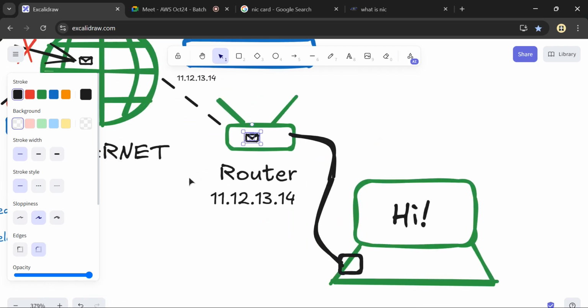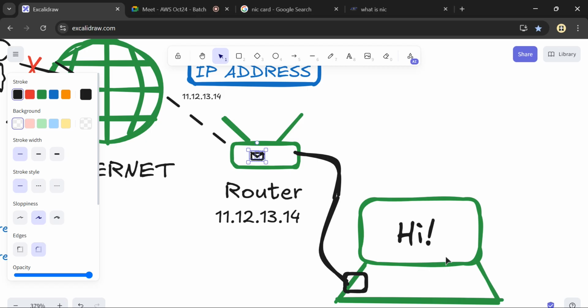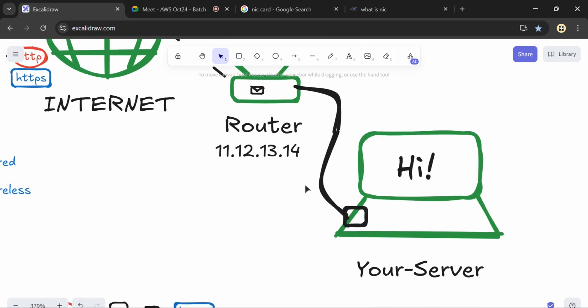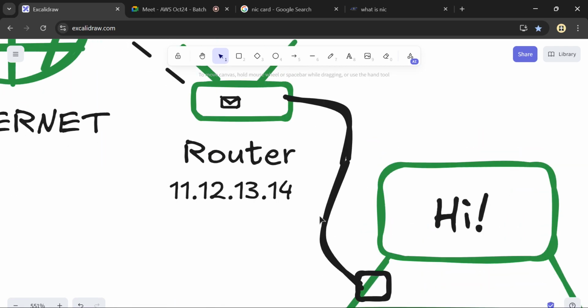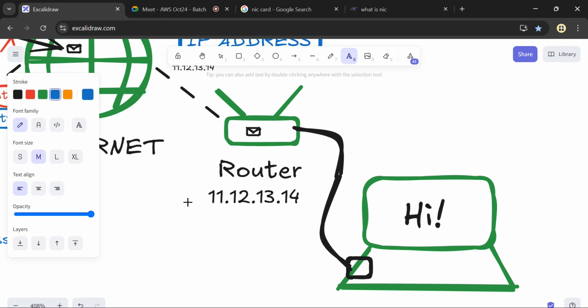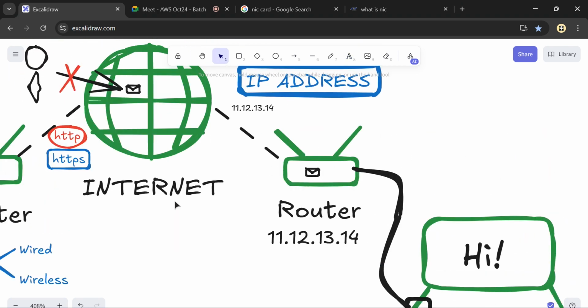Now, there is another important component that is called the topology. Topology simply means the arrangement of the devices, or how these devices are connected with each other. Here I have just shown you a one-to-one connection wherein I've connected my router to the laptop, but let us understand more about topology in detail. So the fifth important component of networking is topology.